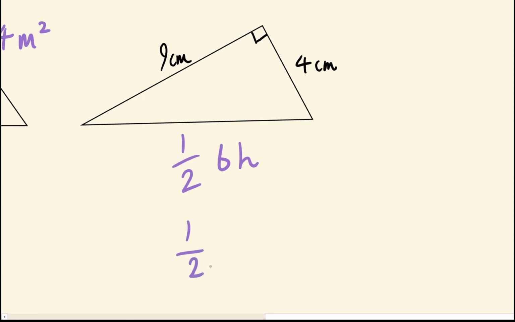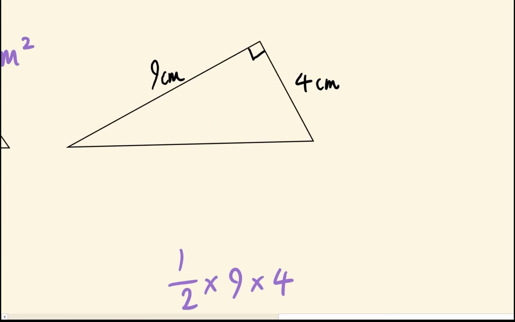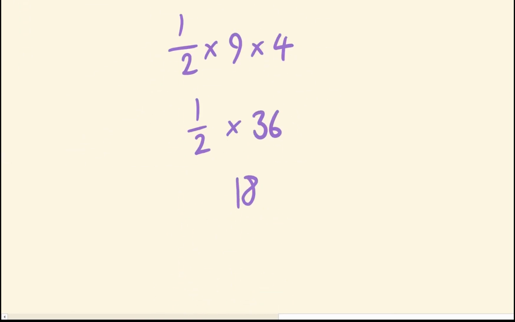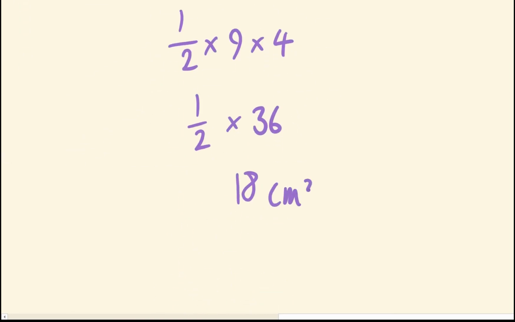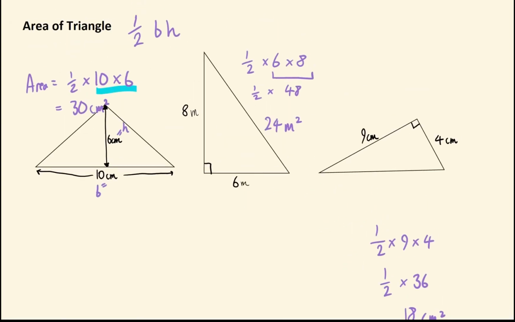So let's say the base is 9 and the height is 4. Then same as before, 9 times 4 gives us 36, and we want to halve 36. And that gives you 18. Again, check your units, they're centimetres here, so it's going to be 18 centimetres squared. Okay, slightly harder. Key thing is, do not forget to halve at the end. That's the main mistake I always tend to see.